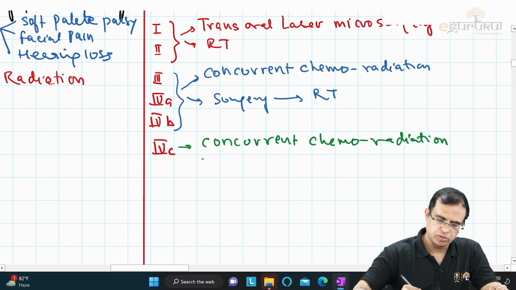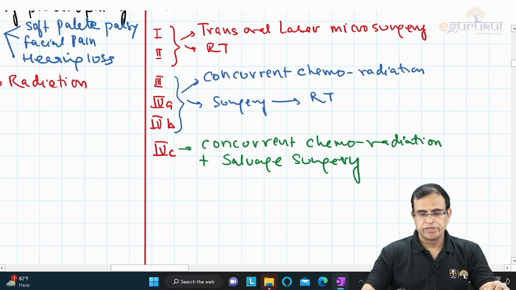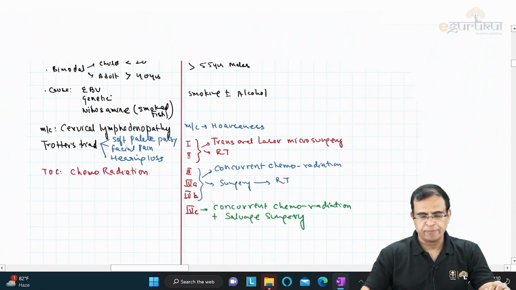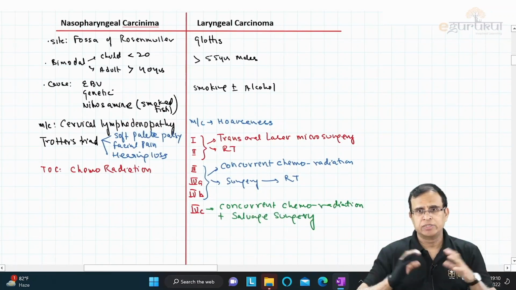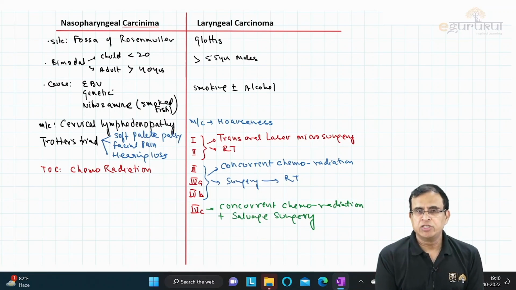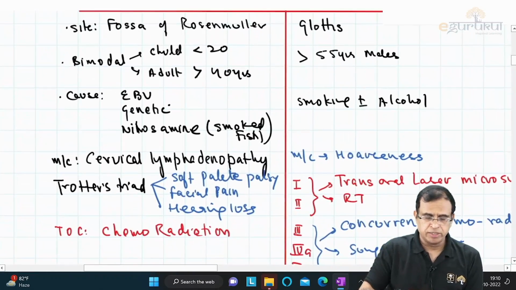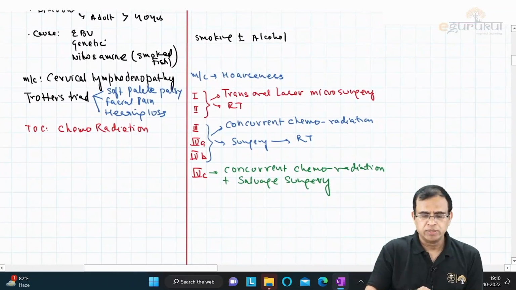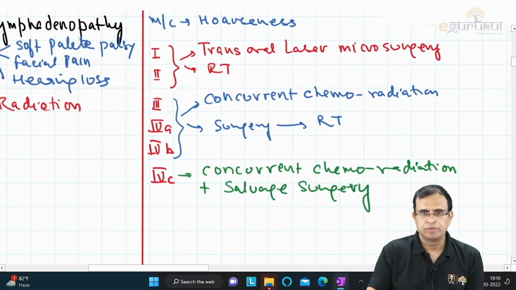But along with this, you have to do what is called salvage surgery. In salvage surgery, we cannot remove the entire tumor, so we decrease the size of the tumor so that radiotherapy and chemotherapy become more effective. So these are the few points between the two tumors. Easy to compare and remember them. Nasopharyngeal carcinoma is more important than laryngeal carcinoma from the exam point of view. Many points in nasopharyngeal carcinoma. In laryngeal carcinoma, the treatment is more important, which depends on the stage of the carcinoma.